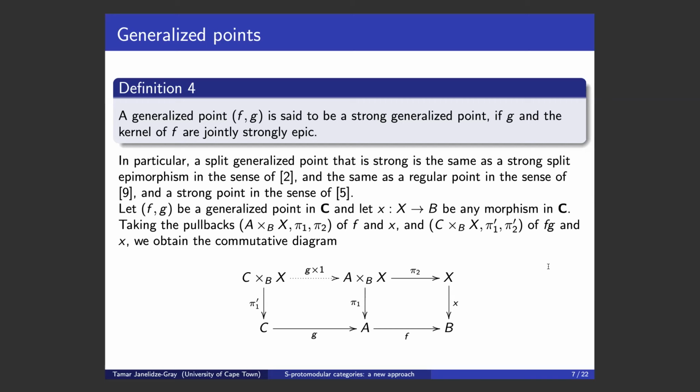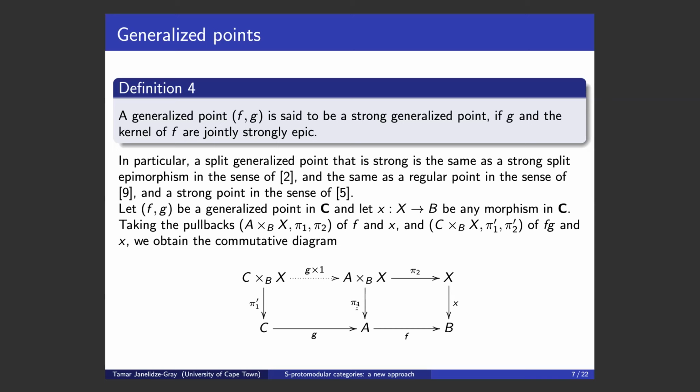A very simple property about pullbacks states that in general, when we have a diagram like this, if the right-hand square is a pullback and the outer rectangle is a pullback, then the left-hand square is also a pullback. One thing I need to mention here: by definition of a generalized point, the composite fg is a pullback-stable regular epimorphism, and therefore now we've got this pullback.